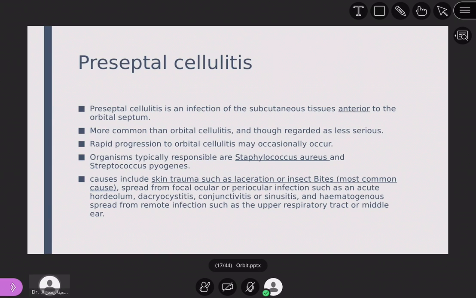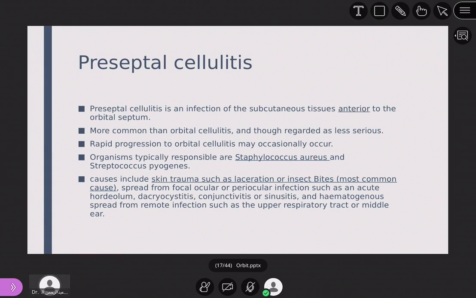Rapid progression to orbital cellulitis may occasionally occur. So it may start as preseptal, then be transferred to orbital cellulitis. The main organism is Staph aureus. Staph aureus is the most common cause of preseptal cellulitis. It causes skin trauma such as lacerations or insect bites, the most common cause. So the most common cause of preseptal cellulitis is trauma.